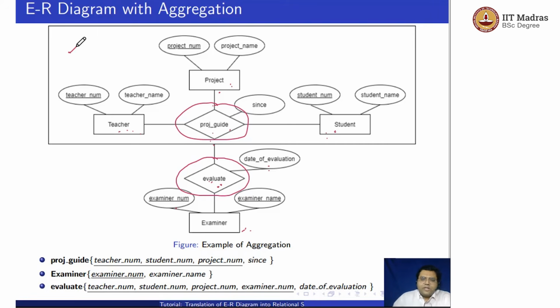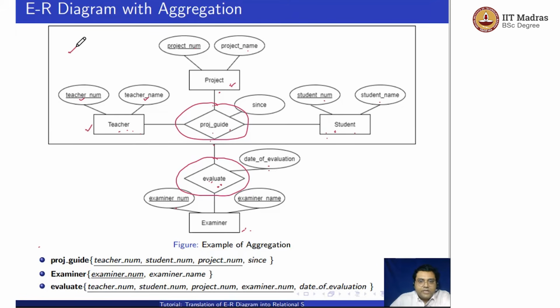Now, as you know, the table for teacher will have the teacher number and teacher name. I haven't shown it explicitly over here. The table for project will have the project number and project name. Student will have student number and student name. That is what we simply do.